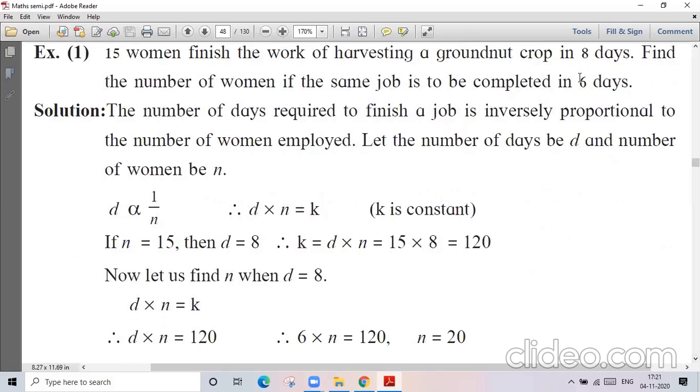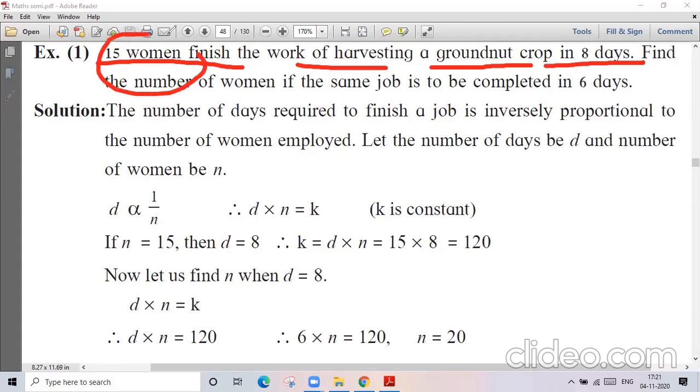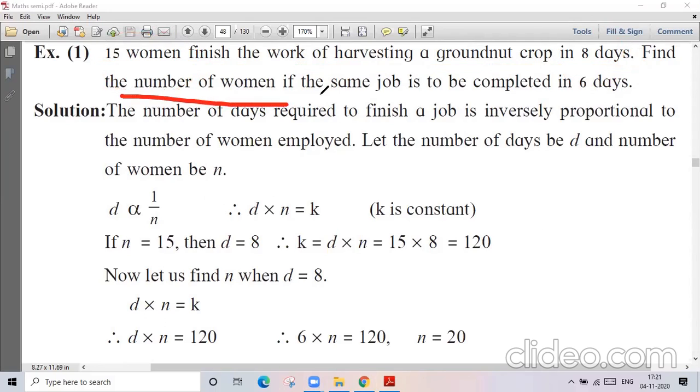15 women finish the work of harvesting a groundnut crop in 8 days. It is a groundnut farm, and there are 15 women workers who do the work in 8 days. Then find the number of women if the same job is to be completed in 6 days. You have to complete the same job in 6 days.